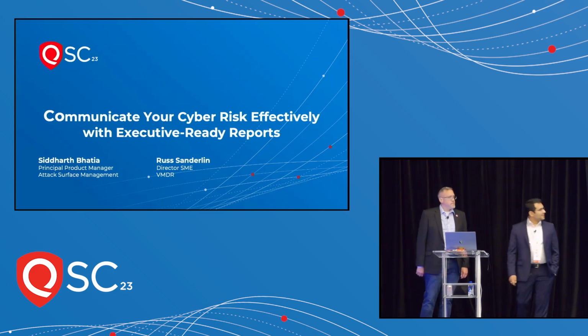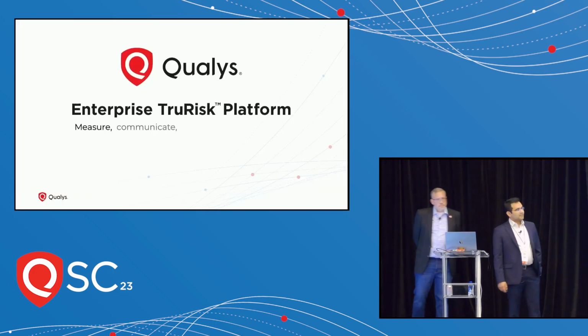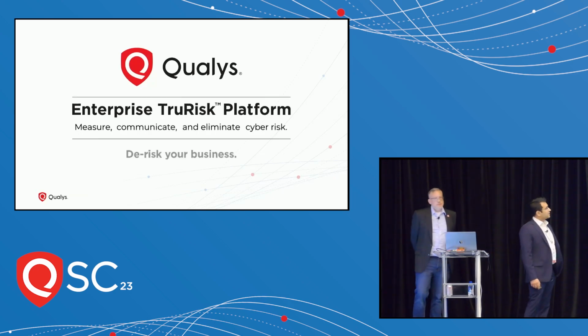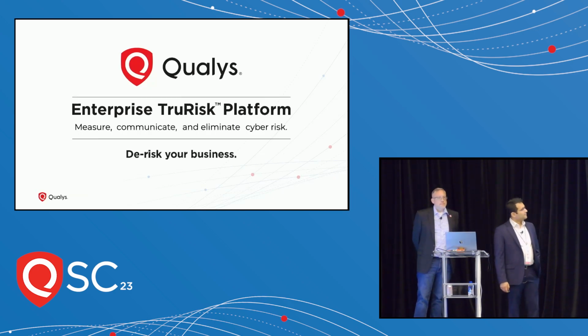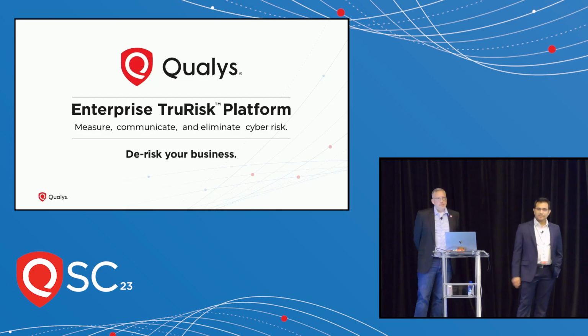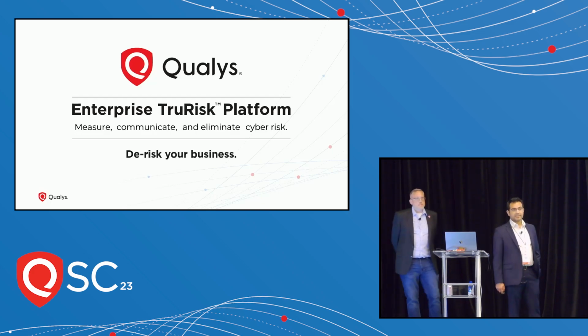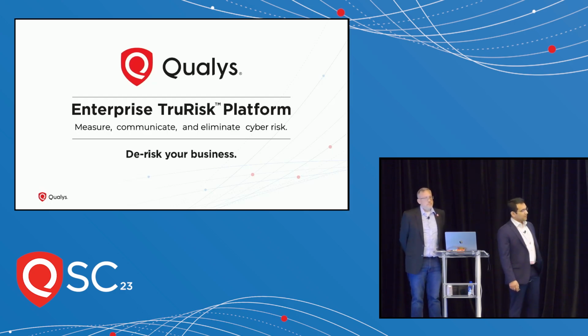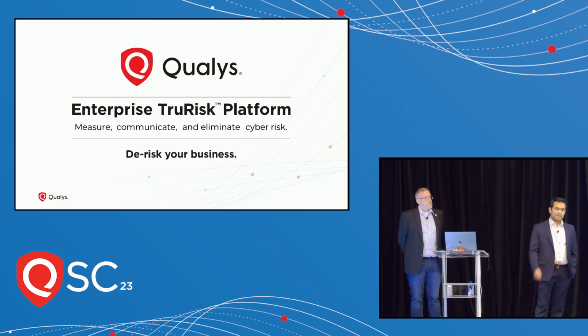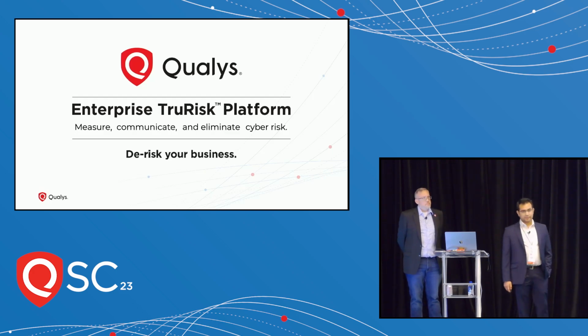So you heard our CEO and other presenters talk about the Enterprise TruRisk Platform. Three key functions: measure, communicate, and eliminate risk. So here, essentially de-risking your business. The topic for today, and we're delighted to talk about it, is how do you reduce and communicate your cyber risk effectively with your key stakeholders using executive-ready reports, right?